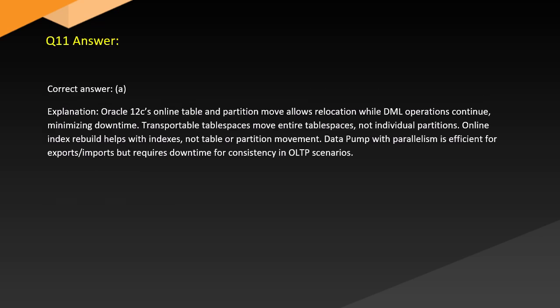Answer. Correct answer: A. Explanation. Oracle 12c's online table and partition move allows relocation while DML operations continue, minimizing downtime. Transportable tablespaces move entire tablespaces, not individual partitions. Online index rebuild helps with indexes, not table or partition movement. Data Pump with parallelism is efficient for exports and imports but requires downtime for consistency in OLTP scenarios.